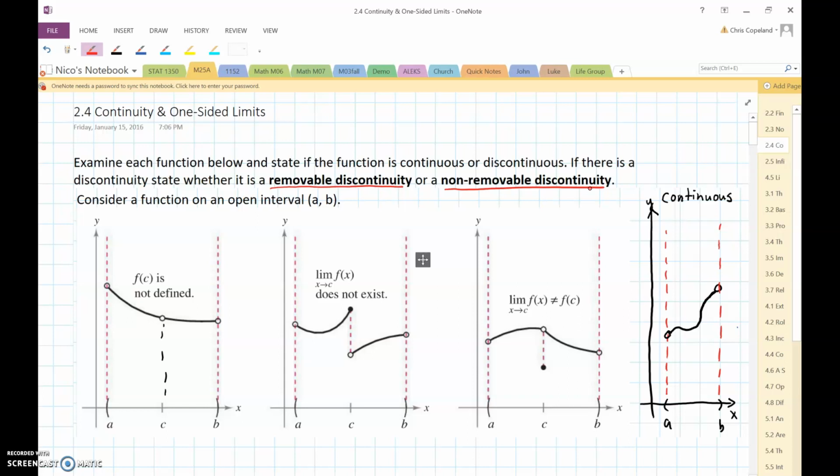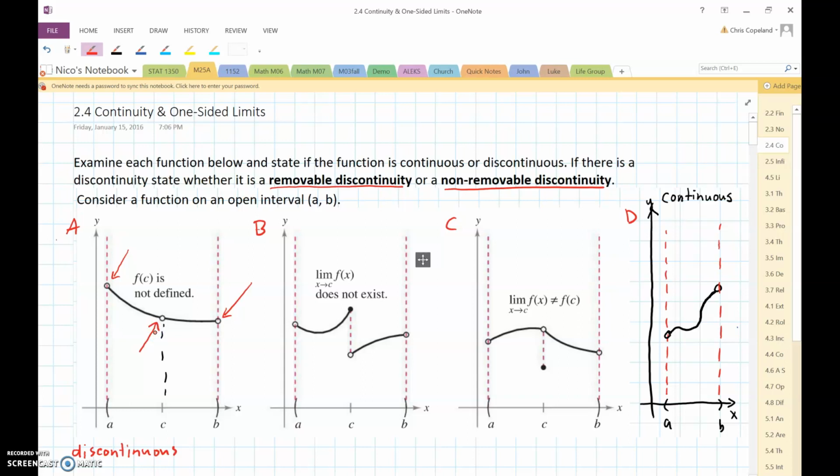Okay, so let's look. We'll call this A, call this B, call this C, call this D. So first of all, it says consider a function on the open interval from A to B. Okay, so this function from A to B, not including A and B, we're looking at just what's between A and B. Is it continuous? And this would be no. This would be discontinuous because there is a break right here at point C.